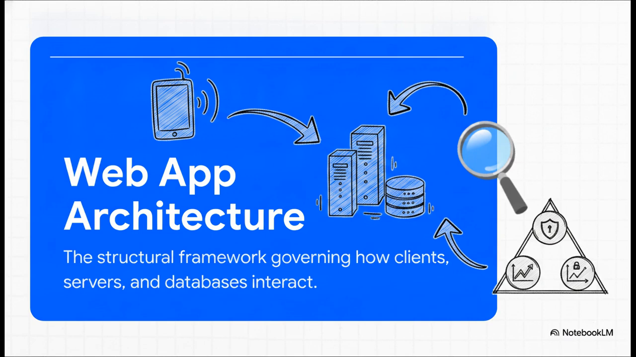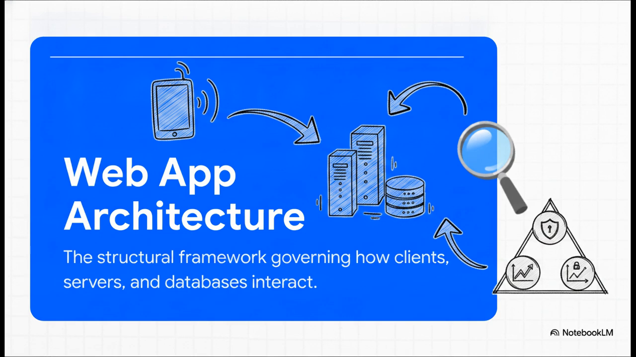So, at its absolute core, web application architecture is the structural framework governing exactly how clients, servers, and databases interact. But look, in a modern production environment, this blueprint goes way beyond simply connecting components together. It dictates how a system achieves true fault tolerance and high availability. It defines whether your application relies on horizontal scaling, dynamically adding more nodes to a cluster, or vertical scaling, by beefing up the compute power of your existing hardware.